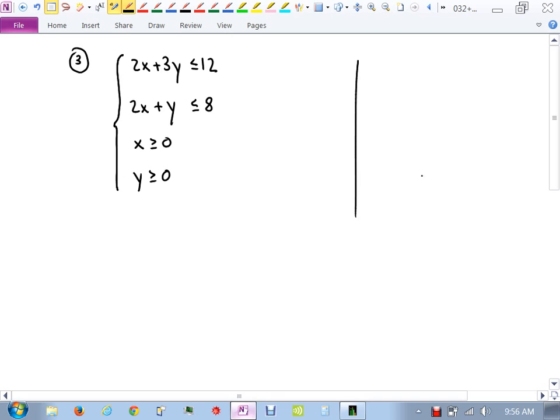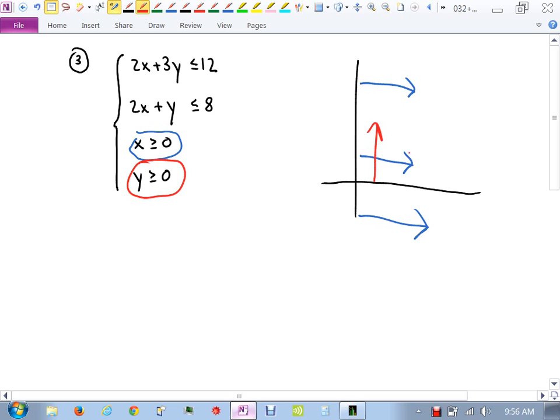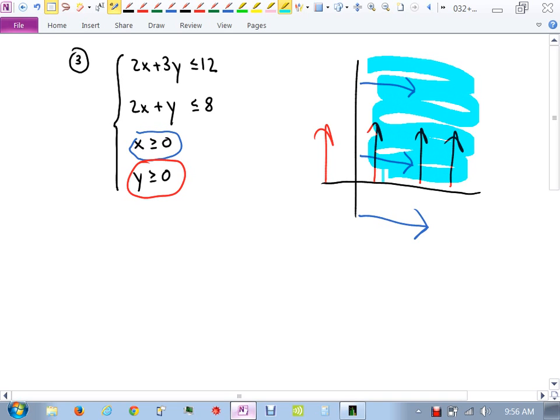And remember what I said in class: x greater than or equal to 0 means everything to the right of the y-axis. And y greater than or equal to 0 means everything above the x-axis, which means we're looking to shade only stuff that lives in what we call the first quadrant, the top right of the x-y axes. So our final shading can only live in there. Just keep that in mind, okay?